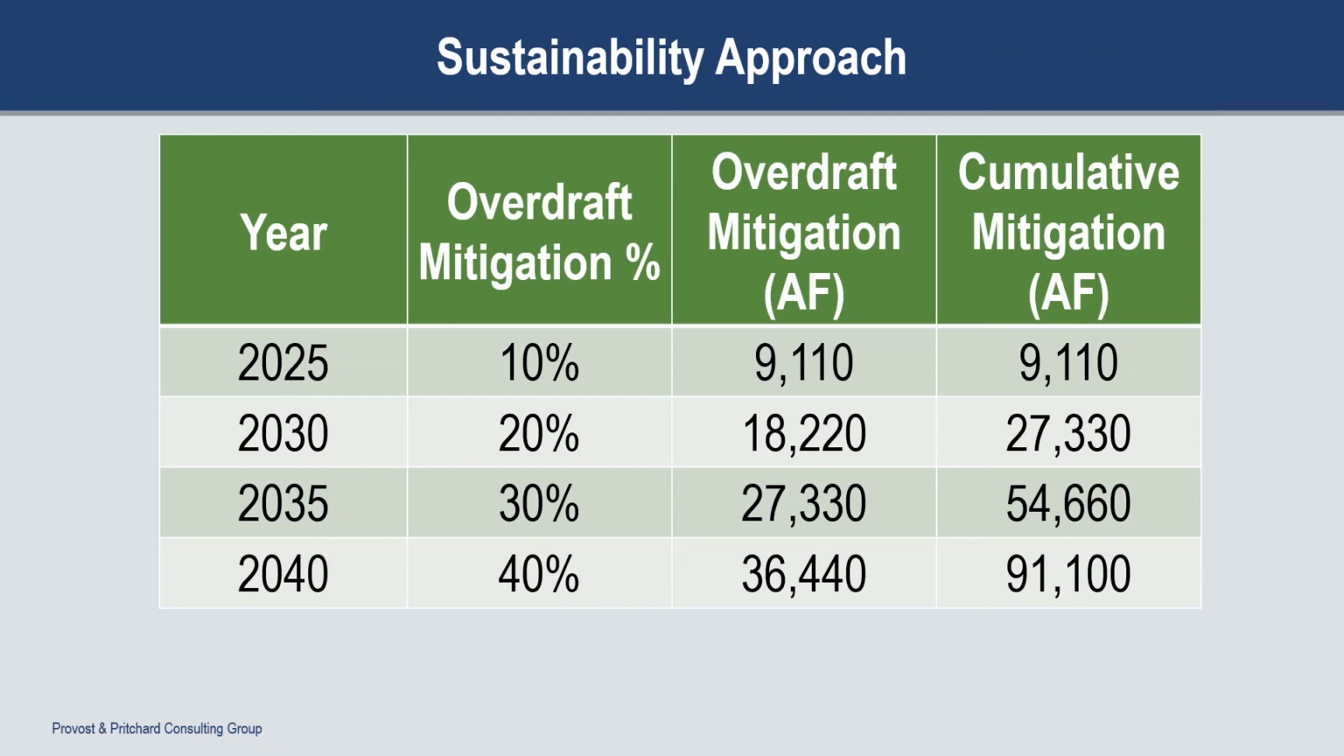The next 5 years, from 2030 to 2035, we want to address an additional 30%, or cumulatively 60% of the overdraft, which for those 5 years would be 27,330 acre feet, and cumulatively 54,660. And then finally, the last 5 years, from 2035 to 2040, reduce the overdraft by that final 40%, or 36,440 acre feet. So by 2040, reduce 100% of the overdraft in 20 years.